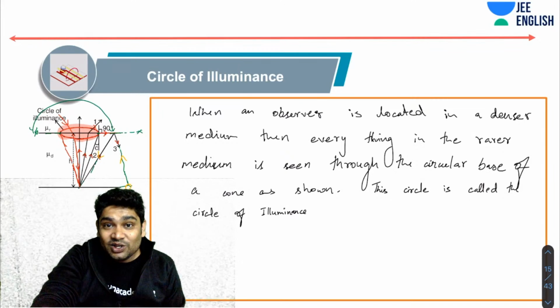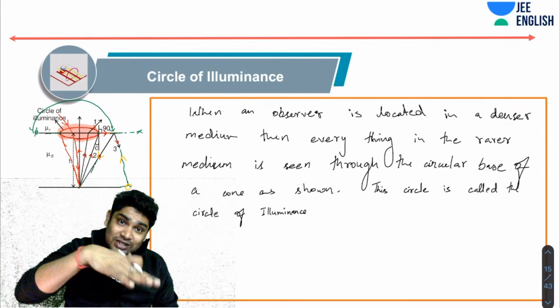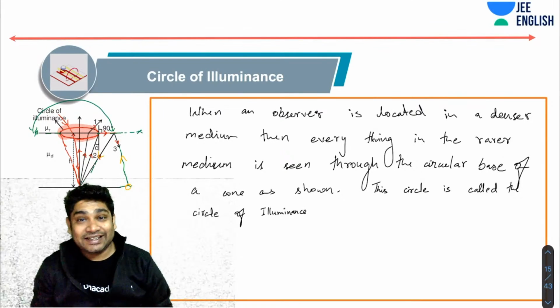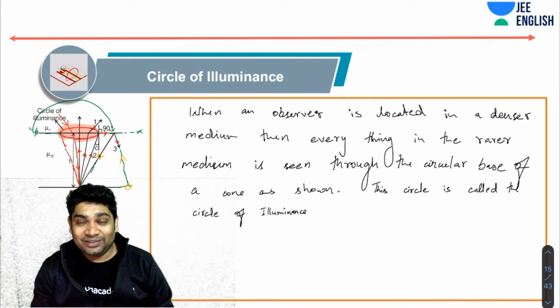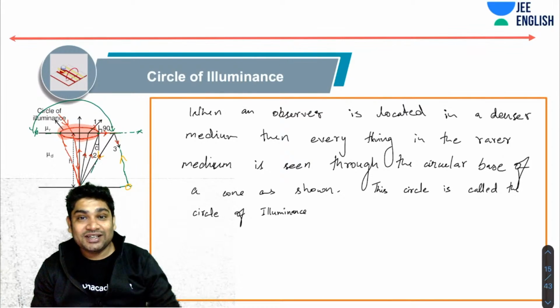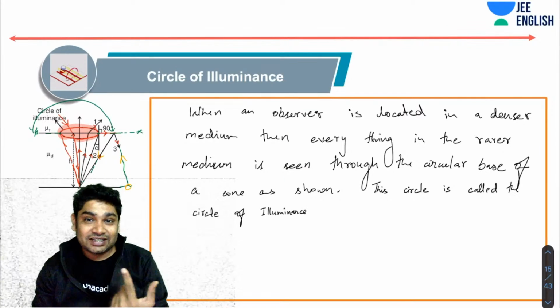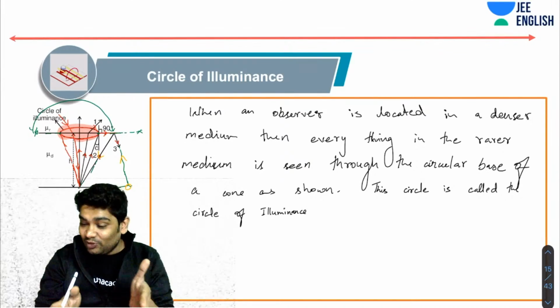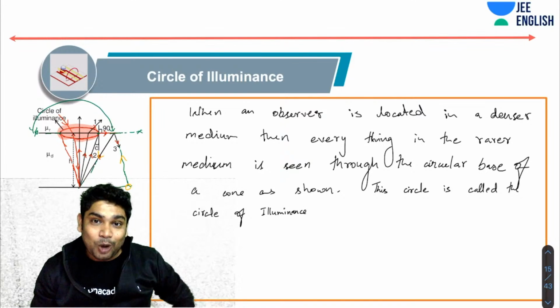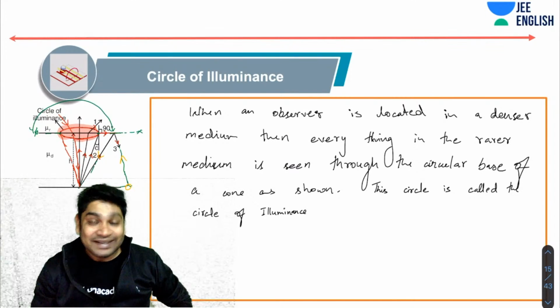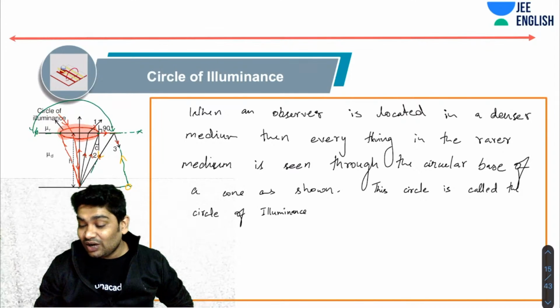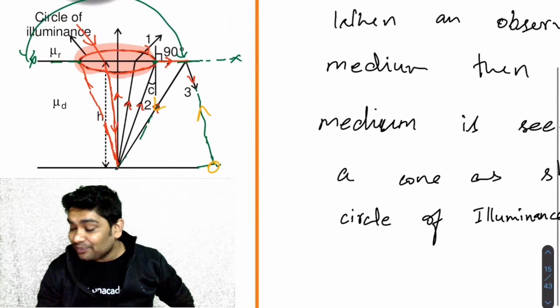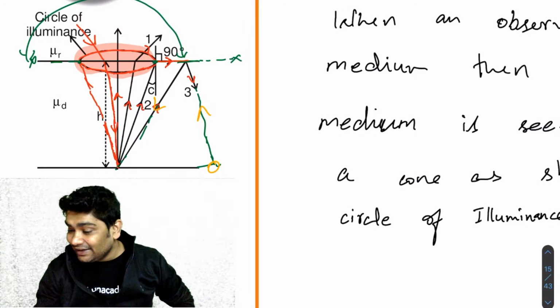So you realize if somebody blocks this region, then you won't be able to see anything outside in the other medium. If you're underwater, suppose, and if I could find the radius of this circle, and put a circular opaque object here and block your vision, then you will not be able to see anything in the outside world, right? So I want to calculate the radius of this. If I want to calculate the radius of this, what should I do?